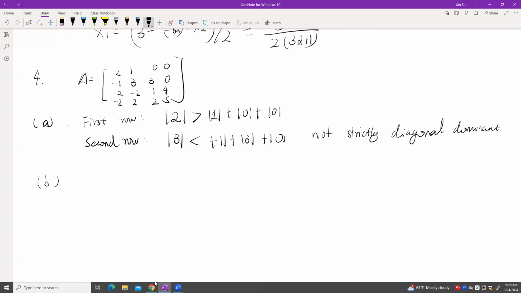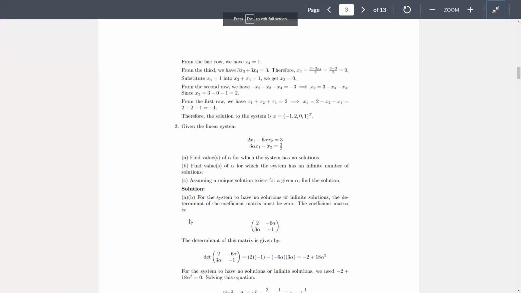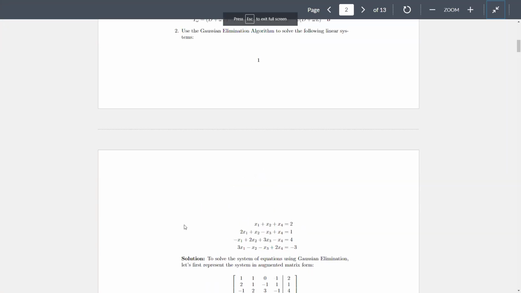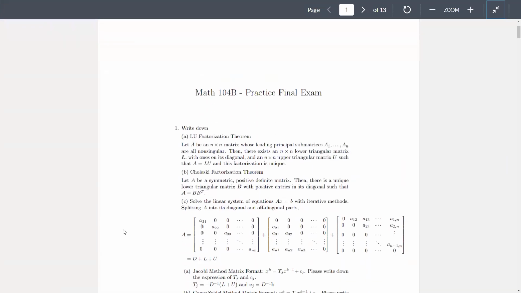And now let's go back to say some remarks here. We just mentioned that there's the LU factorization theorem, and then there's a corollary there, right? That LU factorization corollary is about strictly diagonally dominant matrices. And then there's another corollary about symmetric positive definite matrices, right?